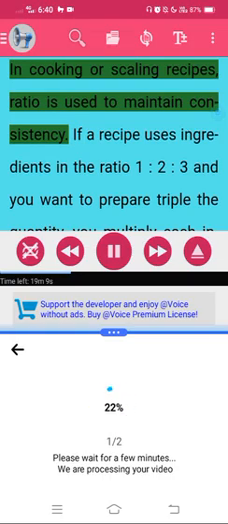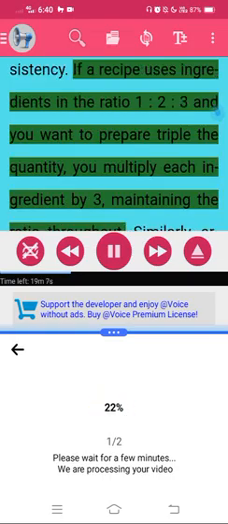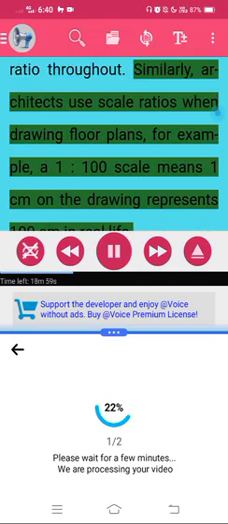In cooking or scaling recipes, ratio is used to maintain consistency. If a recipe uses ingredients in the ratio 1:2:3 and you want to prepare triple the quantity, you multiply each ingredient by 3, maintaining the ratio throughout. Similarly, architects use scale ratios when drawing floor plans.